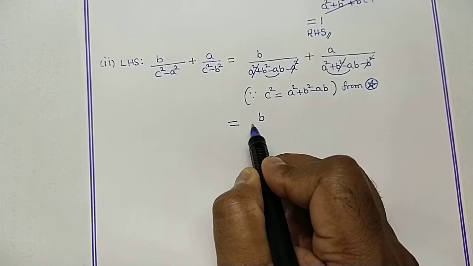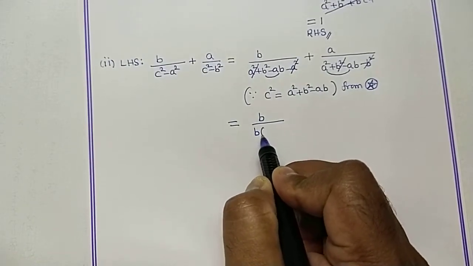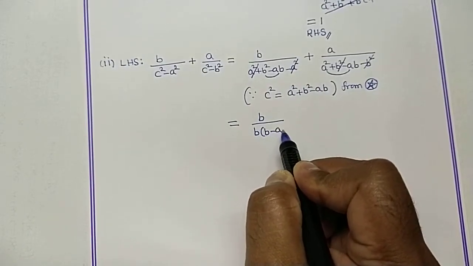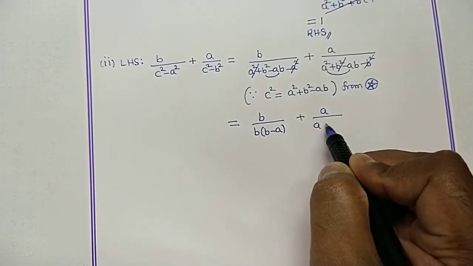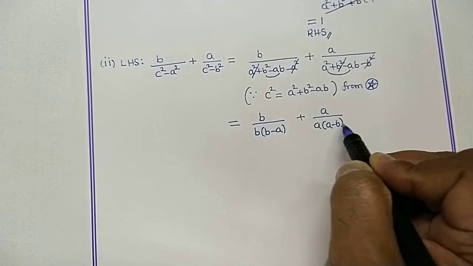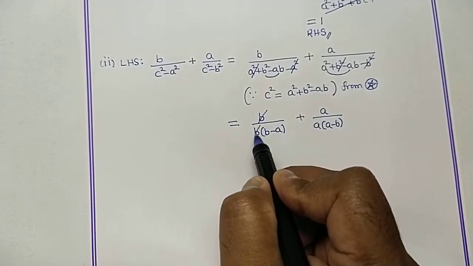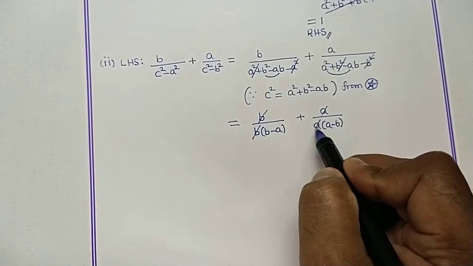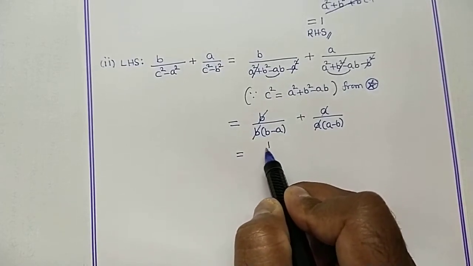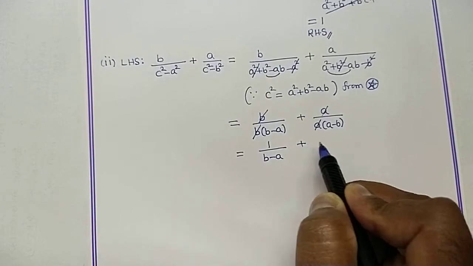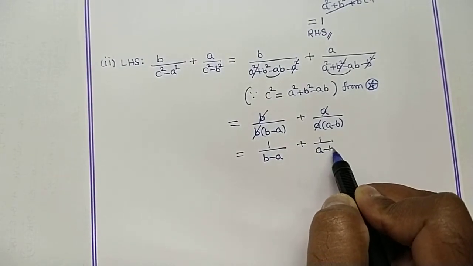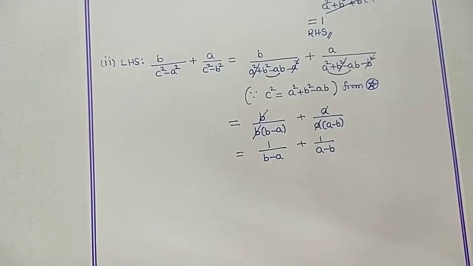So b divided by b into b minus a plus a by a into a minus b. So here b gets cancelled, here a gets cancelled. 1 by b minus a plus 1 by a minus b. They are asking to prove this value is 0.